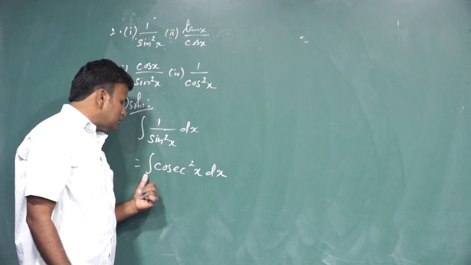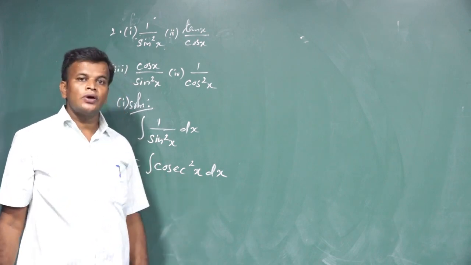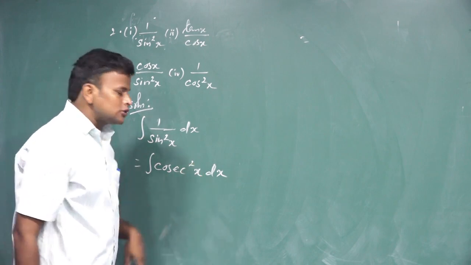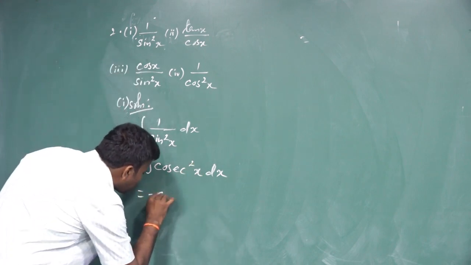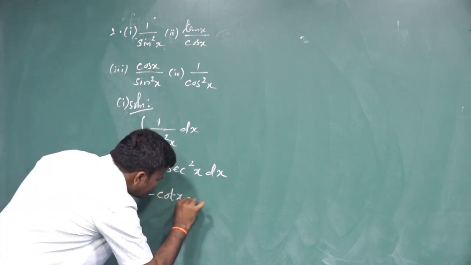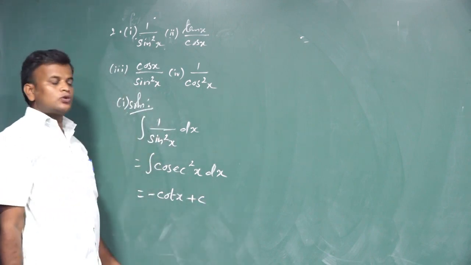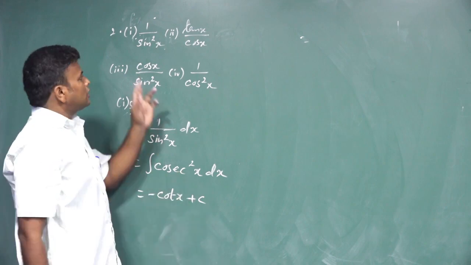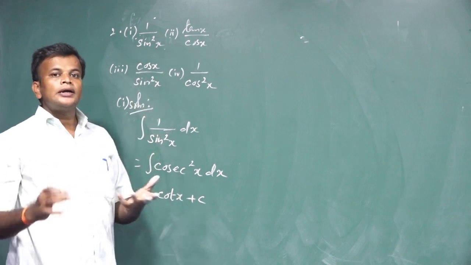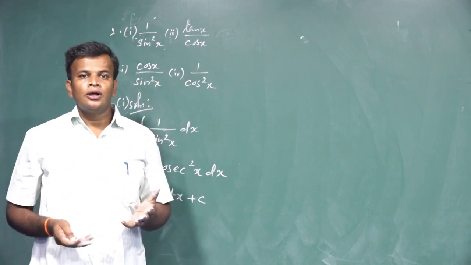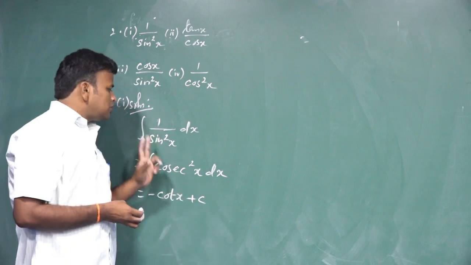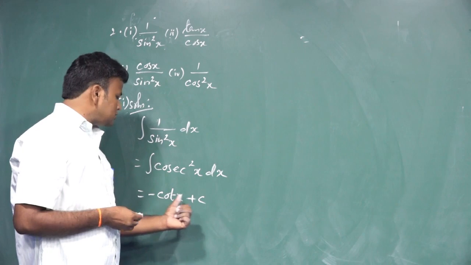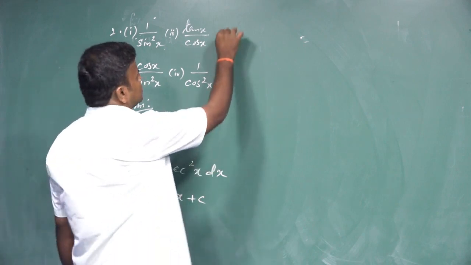Now we see exactly the formula. We write the formula: the integrating of cosecant square x is minus cot x. So the integrating of 1 by sine square x is nothing but minus cot x. Now in all the four subdivisions, directly there is no formula, but using the trigonometry identities, we come to one formula shape. So the first one integrating is minus cot x.